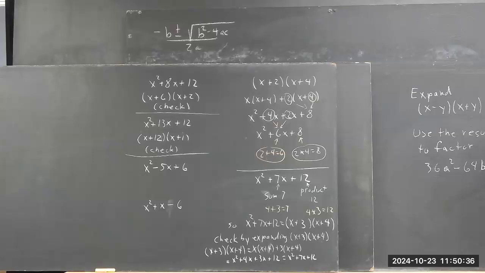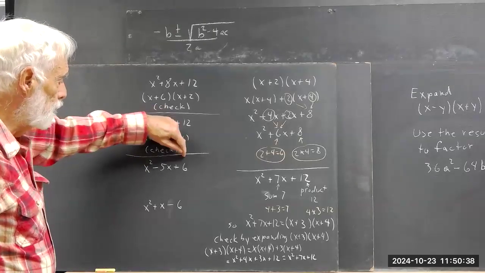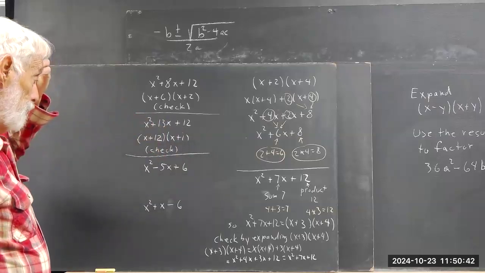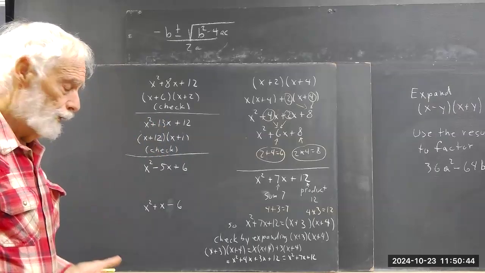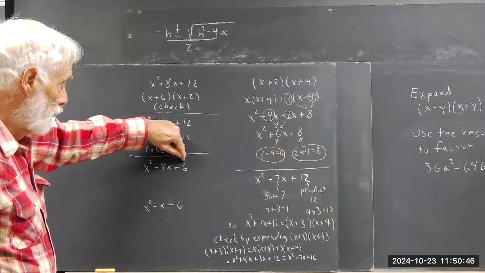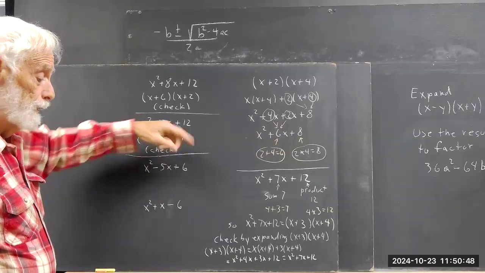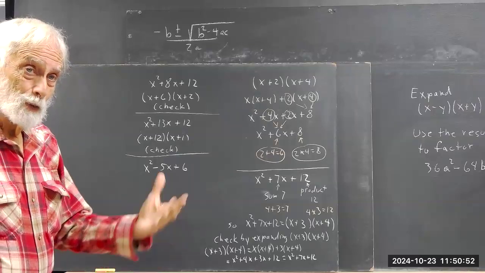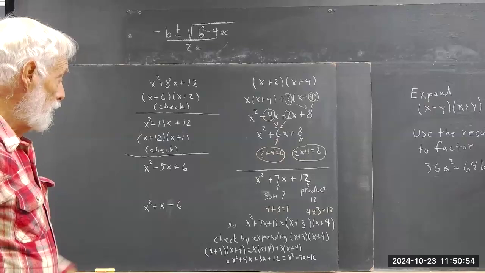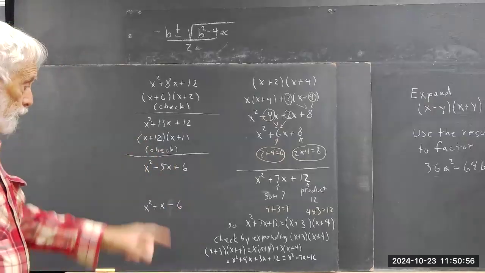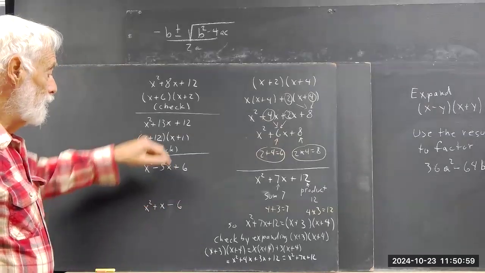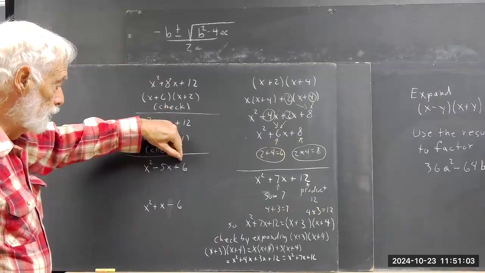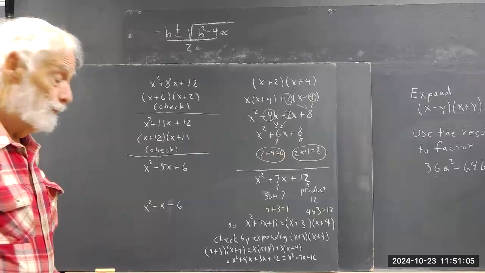Okay, now here we're going to have to get two numbers that multiply out to 6 and add up to -5. How are we going to get a negative out of this? Well, what multiplies out to 6? 1 and 6, 2 and 3. Those are about your only choices. Of course, if they're both positive, you're never going to get a -5. So you're going to have to use either -1 and -6 or -2 and -3.